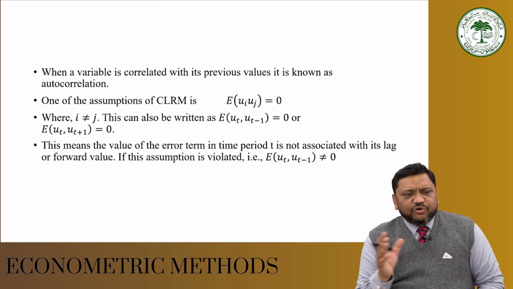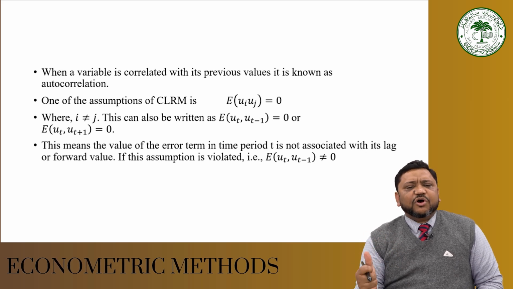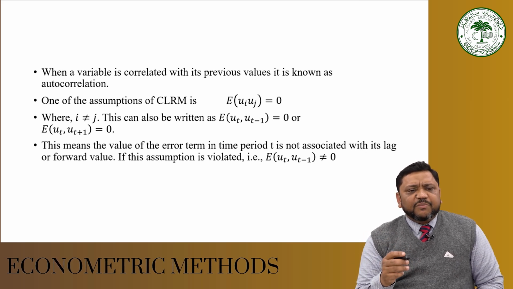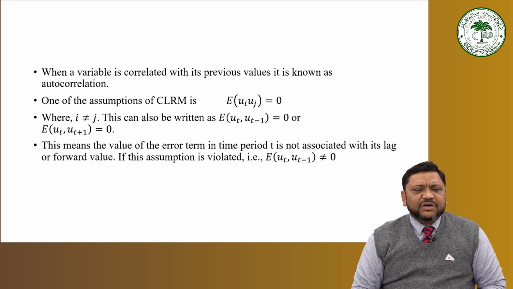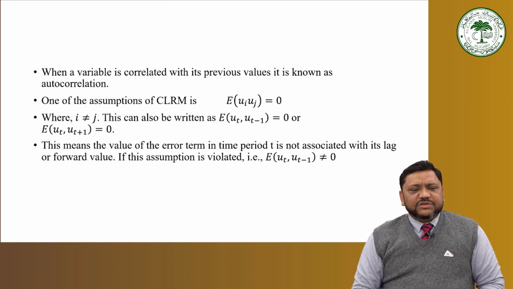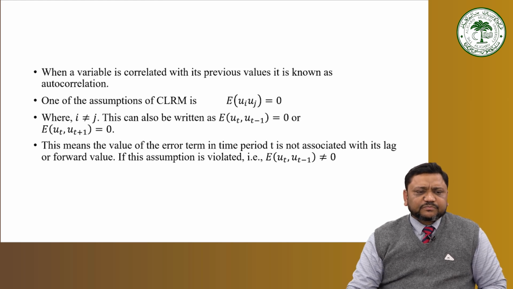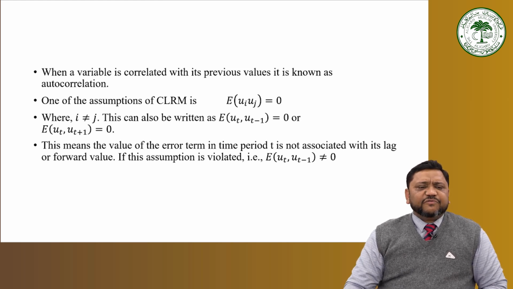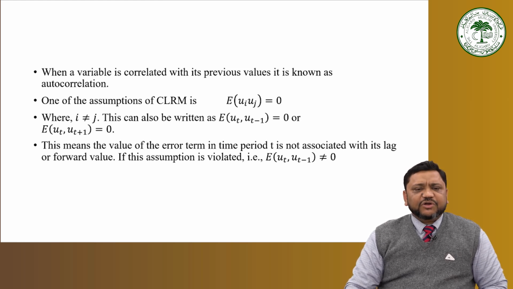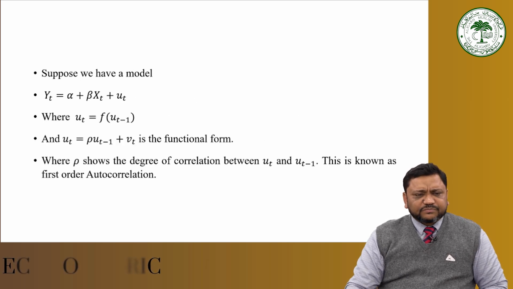Broadly, autocorrelation means when a variable is correlated with its previous values, but here we are exactly concerned with the correlation of respective values of the error term itself. This means that the value of the error term in time period t is not associated with its lag or forward value. If this particular assumption doesn't hold, then we face the problem of autocorrelation.